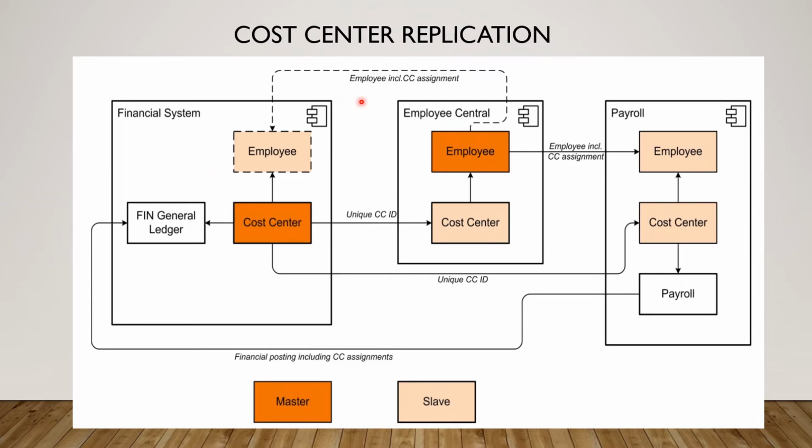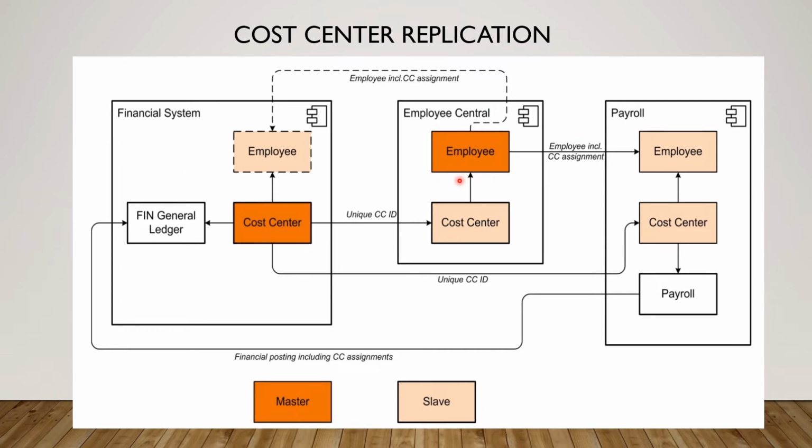In cost center replication, the cost centers which are in the financial system are sent to Employee Central. This cost center is assigned to the employee. Once the cost center is assigned to the employee, the employee cost centers will be used in payroll, and using this payroll, the posting is going to happen to the FICO system. So this is a unique architecture where you define cost centers on the SAP system only, and these cost centers will be replicated to Employee Central automatically.